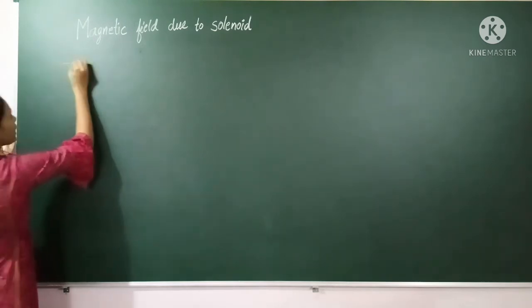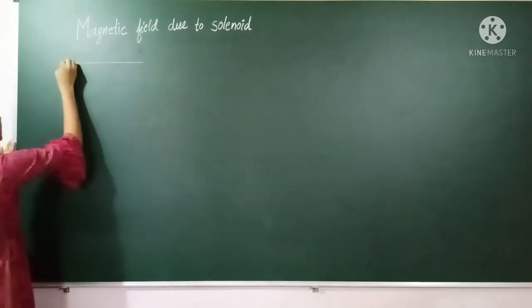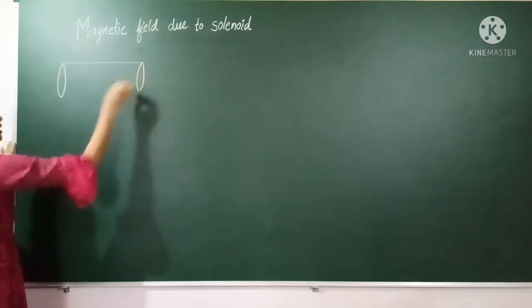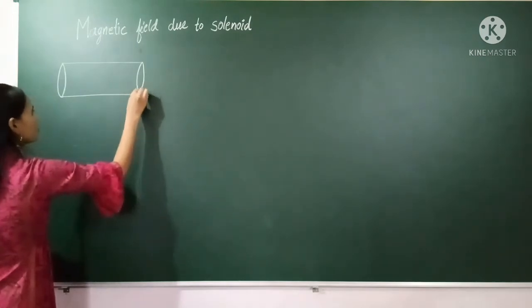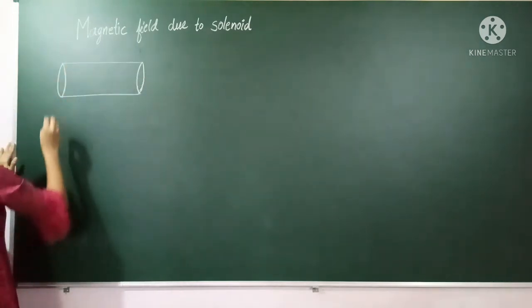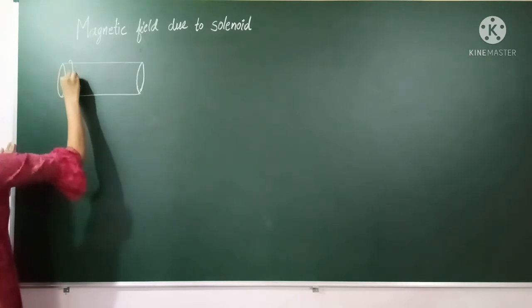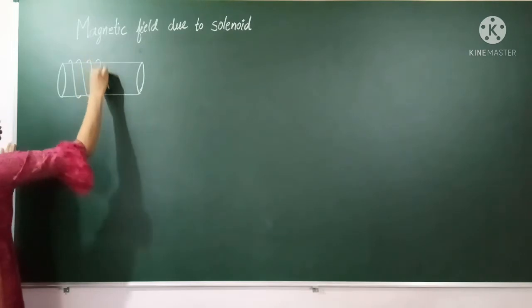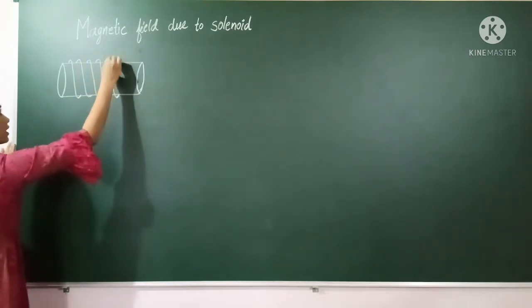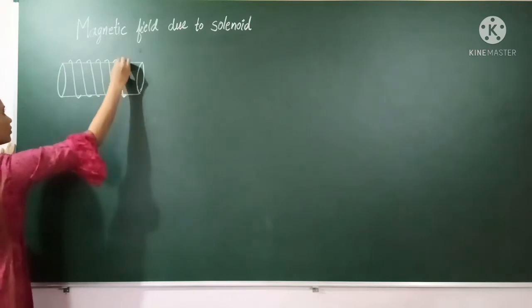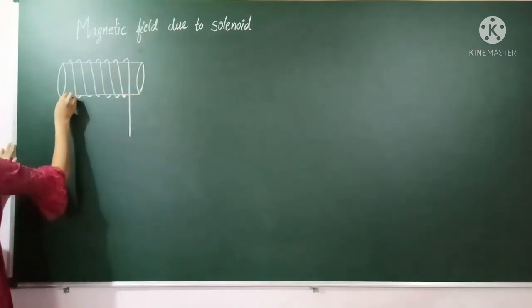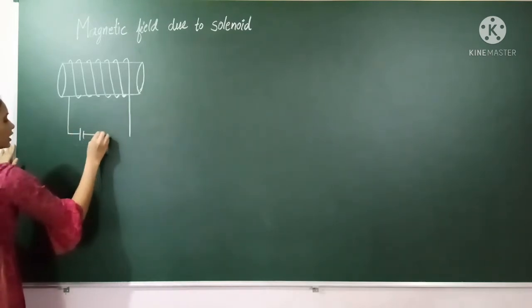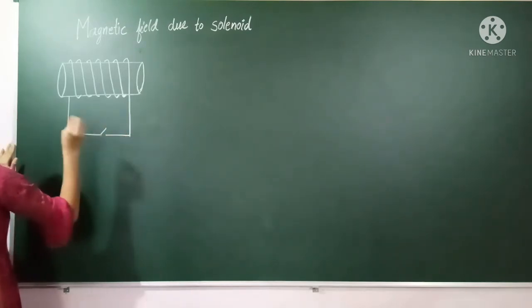Here we will take one non-conducting material. On this non-conducting material we will wind the wire. So this is our non-conducting material. On this we will wind the wire like this, so that current can pass in this wire and it can create a magnetic field. These two ends of the wire are connected by a battery so that we can pass current in that wire.